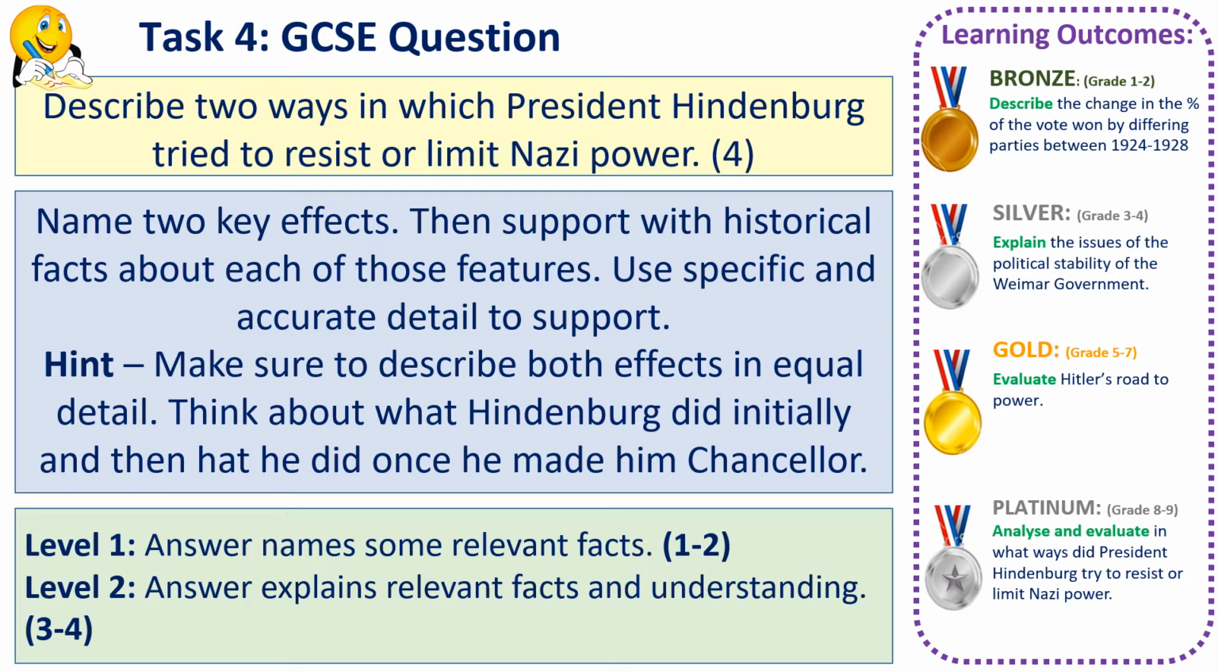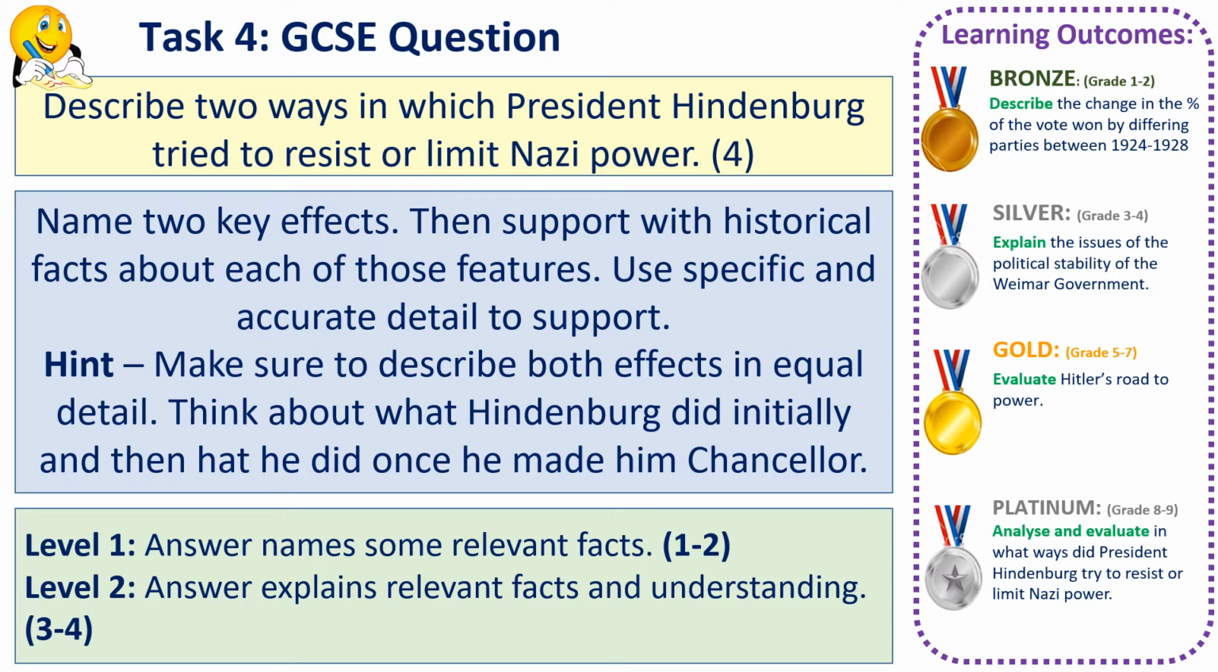Our task today is to describe 2 ways in which President Hindenburg tried to resist or limit Nazi power. This is a 4-mark question. You need to name 2 key effects, so 2 impacts of 2 actions that he did, and support that with facts about those features. So use specific detail. Make sure you describe both of those 2 effects and think about what Hindenburg did initially and then what he did once Hitler was already chancellor.